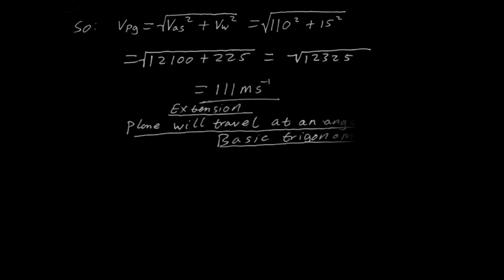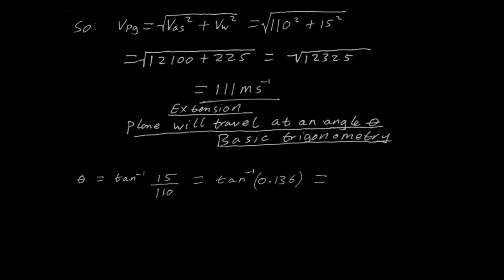Now the plane is going to travel at some angle theta, and we can use our basic trig once again to figure out how far off course this plane will be when it gets to its destination. So if we take the inverse tan of 15 over 110, we will end up with 7.765 degrees. That's about 8 degrees off course.